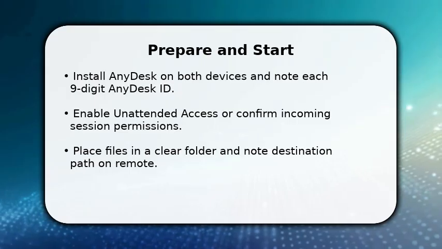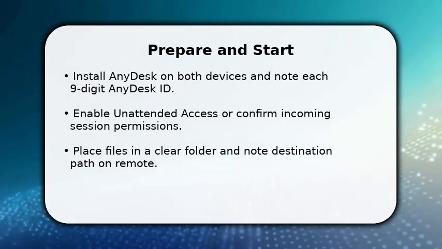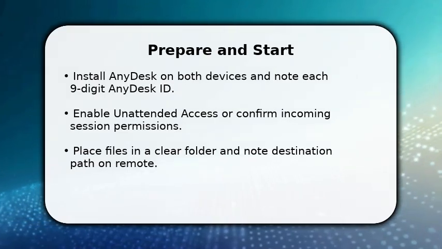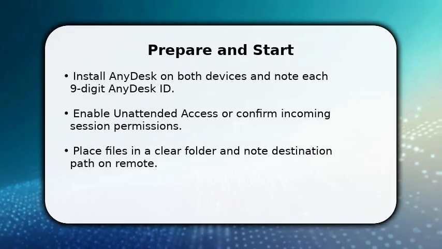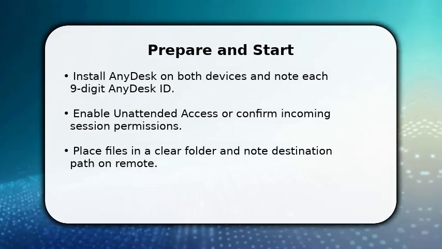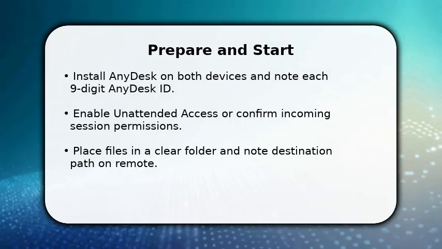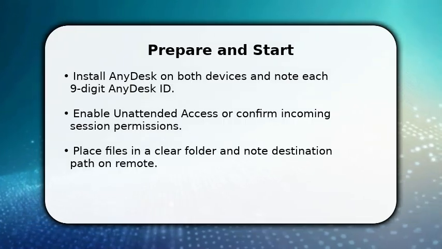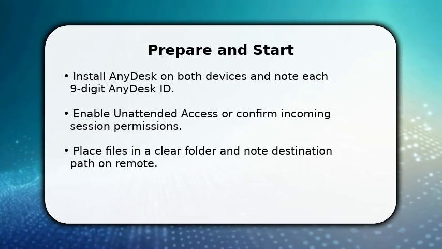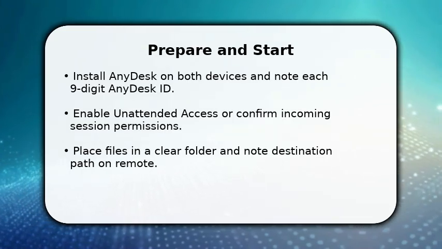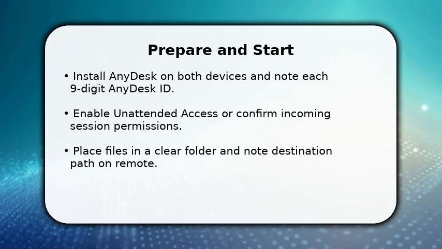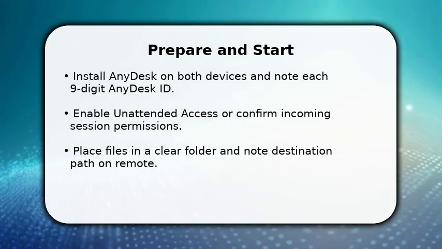You start by installing Anydesk on both machines and getting the 9-digit ID for the remote device. Once done, enable unattended access or agree to incoming session permissions so transfers aren't blocked. Make sure the files you plan to send are grouped in one folder and note the destination folder path on the remote device. This reduces mistakes.